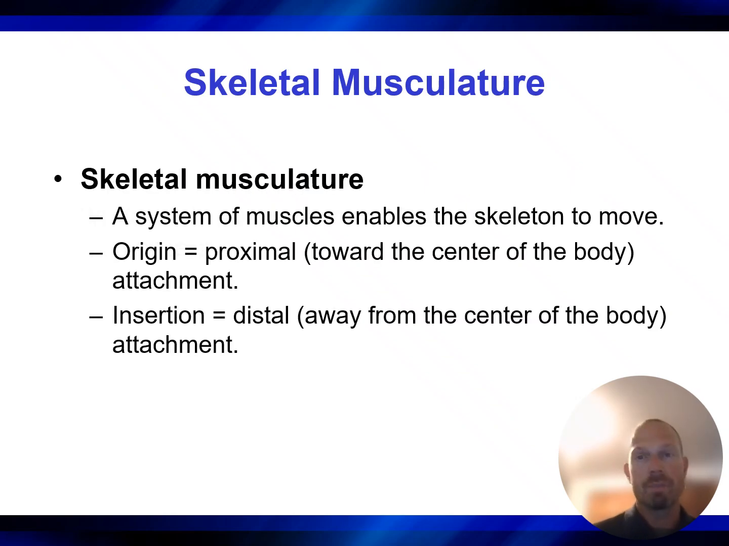Our bones act as levers, but they require the skeletal musculature to move. When referencing muscle attachments, we use two terms: origin, which is the proximal attachment closer to the center of the body, and insertion, which is the distal attachment farther away.